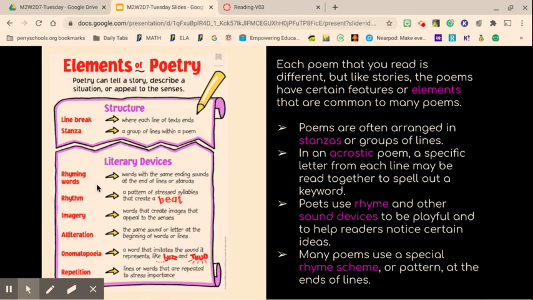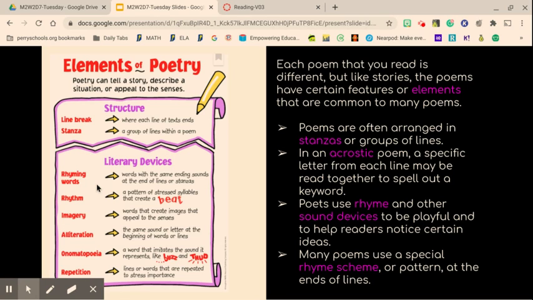Imagery, those are the words that create images that can appeal to your senses. So we talked last week about describing things that you can see, you can smell, you can taste and touch. Those are your senses. A lot of times in poetry, they will use imagery to get you to imagine those things.